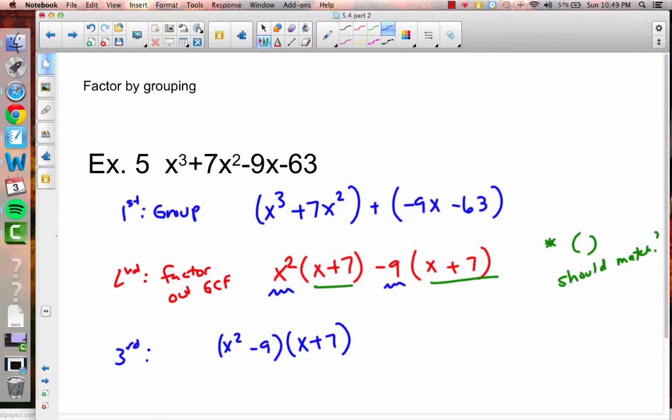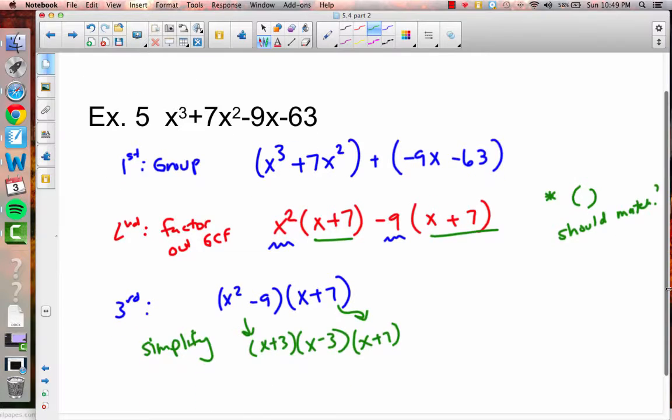And now this is much easier. The last step is to simplify if possible. And we know that x squared minus 9 can be reduced because it's difference of squares. So this becomes x plus 3 and x minus 3, and the x plus 7 stays where it is. So there is our factor by grouping.